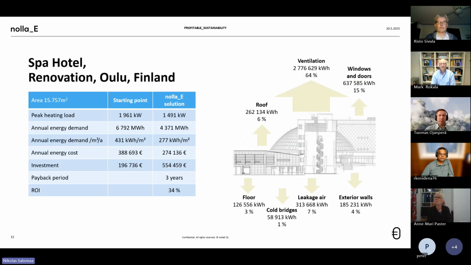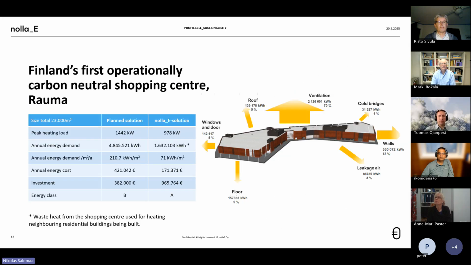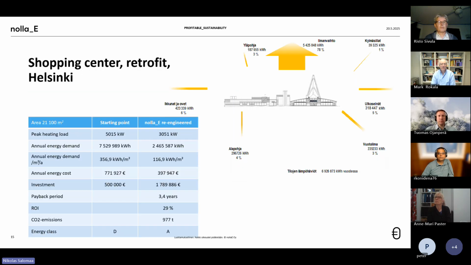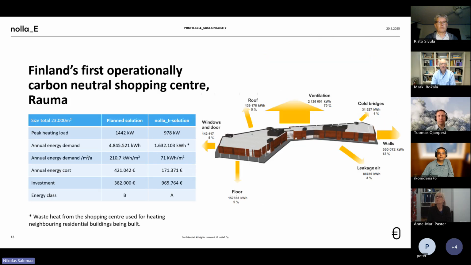And then, one other type of project that we do a lot is where we use waste heat from one building to heat another building. For instance, here is a big shopping center that we were designing in 2019. When we did the energy simulation and put it in the software, we found ways to lower the annual energy consumption from 4.8 gigawatt hours to 1.6. So we lowered that by pretty much 70%.